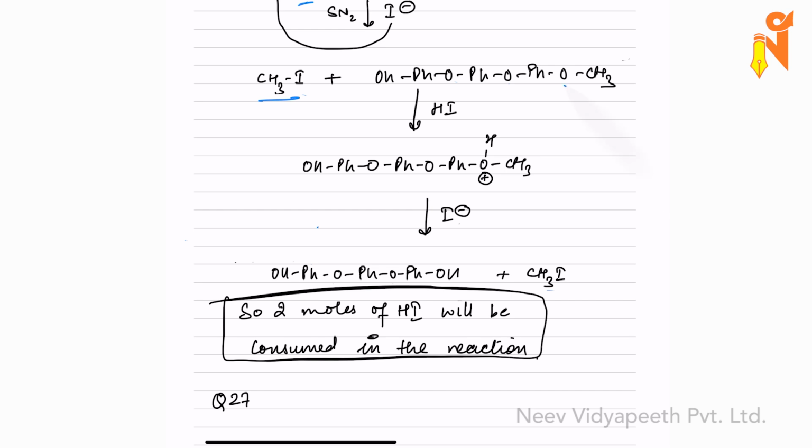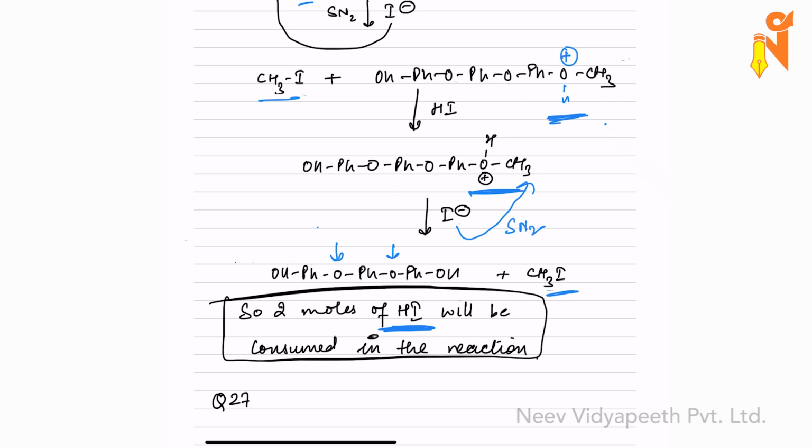Now in the third case, if I put H plus over here, the protonation of ether will happen. This is the molecule which will form, and I minus will attack on this CH3 using SN2 and will cleave the bond, forming CH3I, and the OH will be formed on both the terminals. The ether linkages in the middle will not participate in the reaction, because participation means reaction with H plus only, and reaction with H plus will be reversible over here because the further bond will not cleave. So overall 2 moles of HI will be consumed for this reaction.